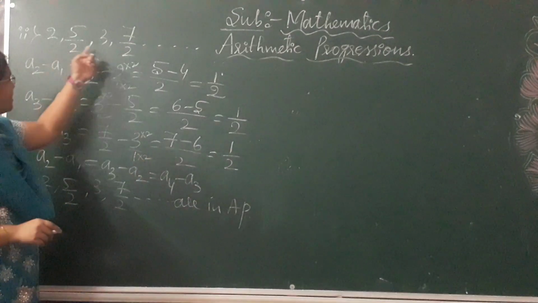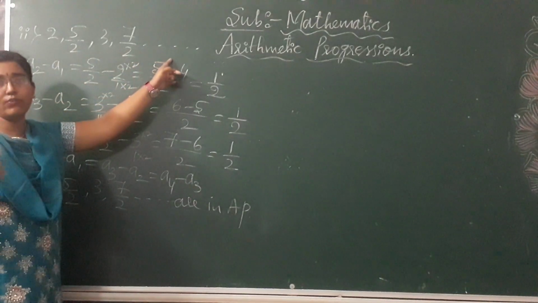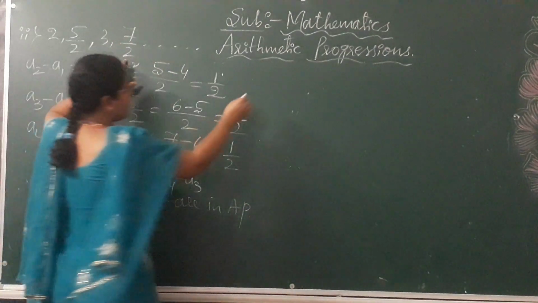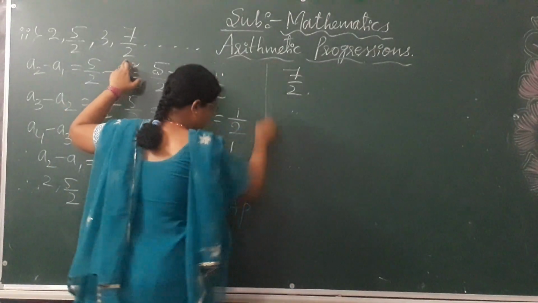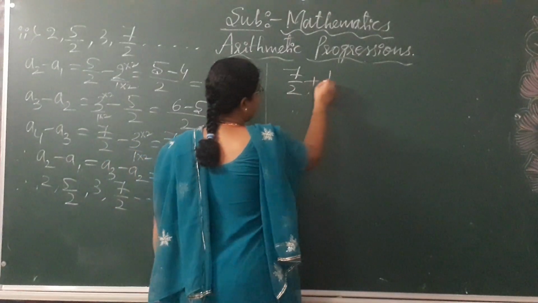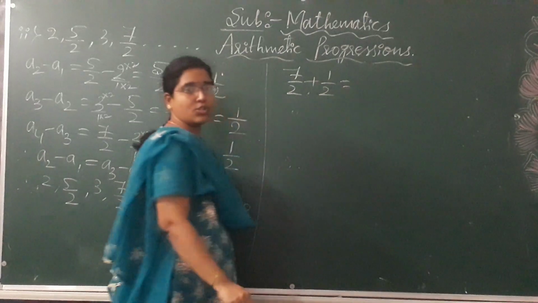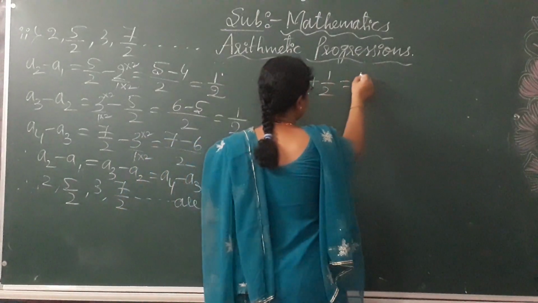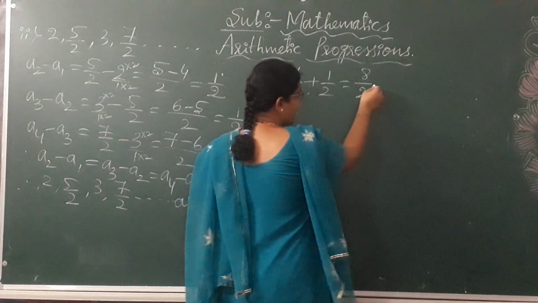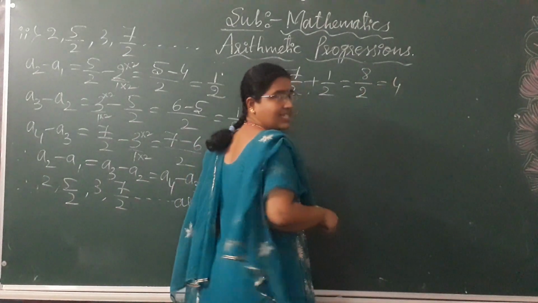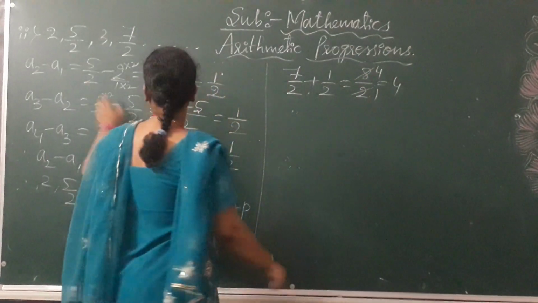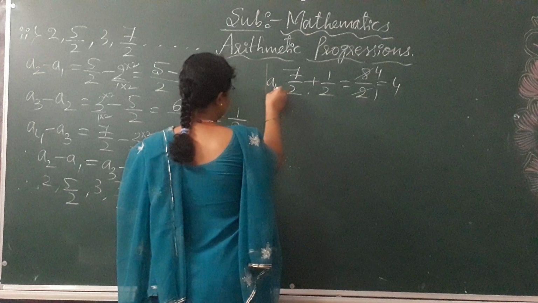Yes, now these numbers are in AP. We have to find the next 3 terms. Here the fourth term is 7 by 2. To this fourth term, add the common difference, that is 1 by 2, is equal to, add these two numbers, we will get 8 by 2. 8 by 2 is nothing but 4, cancel it. 2 1s are 2, 4s are 8. Okay, which term is it?